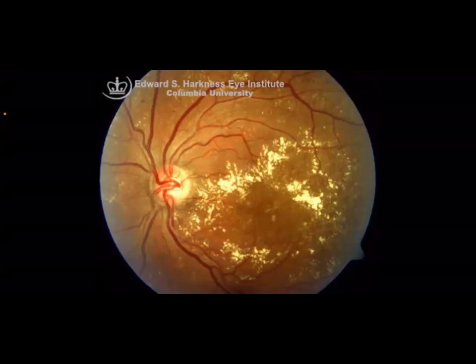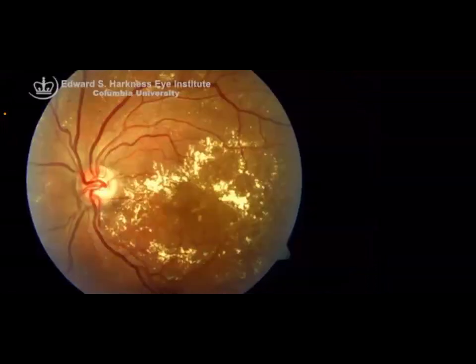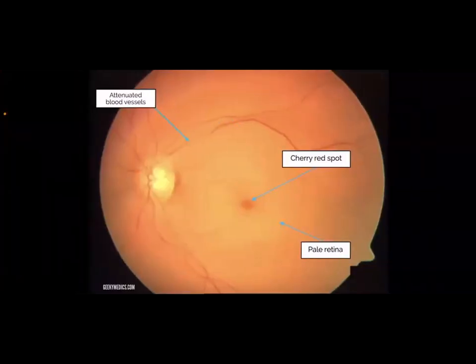What you will find on fundoscopy examination is that the retina, because there is no blood supply, will be pale, not like the pink or orange color. It will be pale, okay? And if you look at the macula, the center of the macula, which is the fovea, you will find a cherry red spot. This cherry red spot is pathognomonic for central retinal artery occlusion. Are you able to see it now?